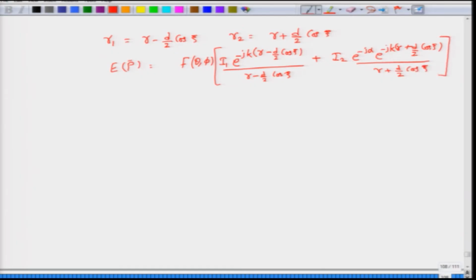Now, in the denominator, if you look at it, you have terms like r minus d by 2 cos zeta and r plus d by 2 cos zeta, right. The maximum value that you can have there for the denominators would be r minus d by 2 or r plus d by 2, okay. And we have assumed that r is very large compared to d.